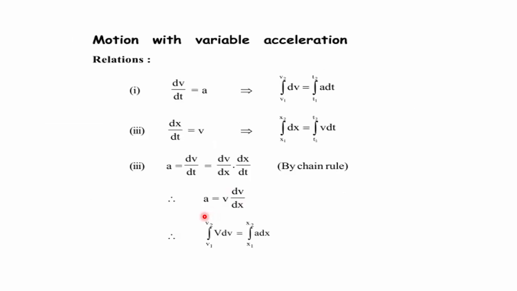Now, if we have motion with variable acceleration, how do we calculate? We take the same definition of acceleration and velocity, and because acceleration is not constant, we write it this way: the initial velocity is v1, the final velocity is v2, and I integrate v dv. Remember, the acceleration does not go outside the integration. Because I'm integrating as a function of position, I have to consider the lower and upper limits as the positions x1 and x2.